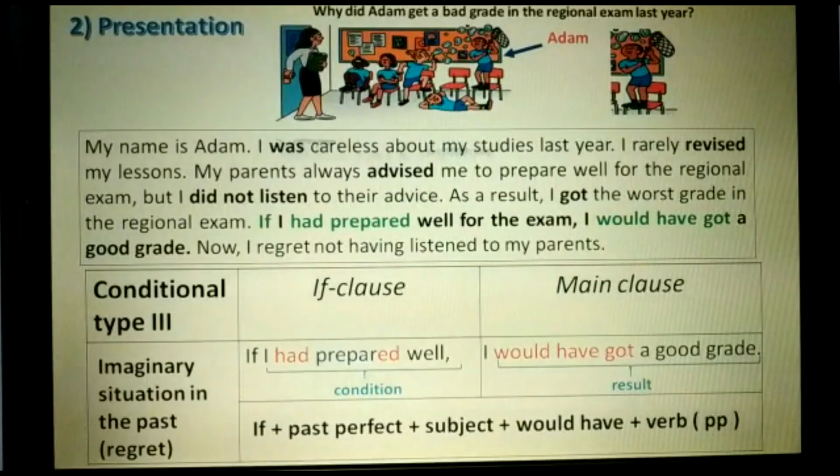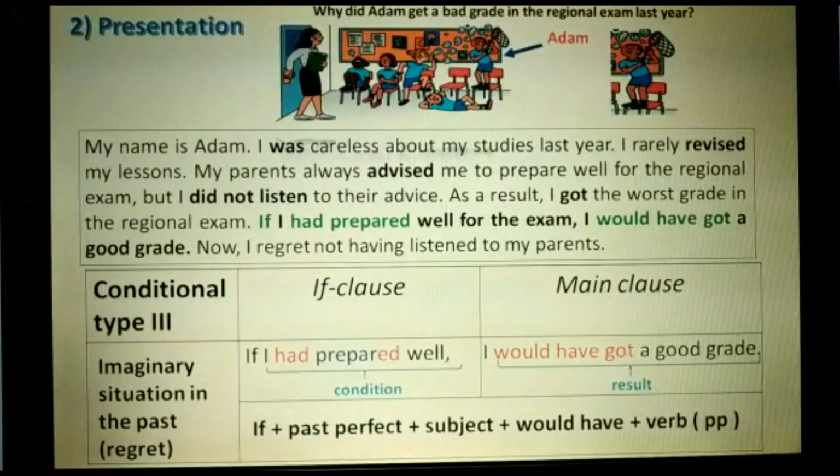So as you know, this is a past situation, and what happened, we cannot change the past. So here Adam is just imagining what would have happened if he had prepared well. My question is, did he prepare well? Of course he did not prepare for the exam. And did he get a good grade? No, he didn't get a good grade. That's why he is just imagining something which is impossible to happen, because this is a past situation. He didn't prepare well, so it's too late for him to prepare well. That's why he just imagines something which is impossible to happen, unfortunately.